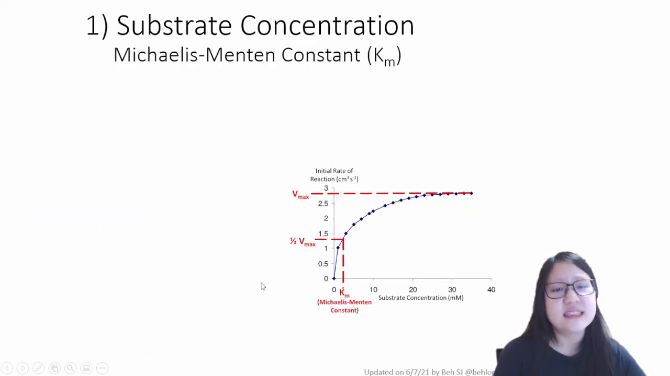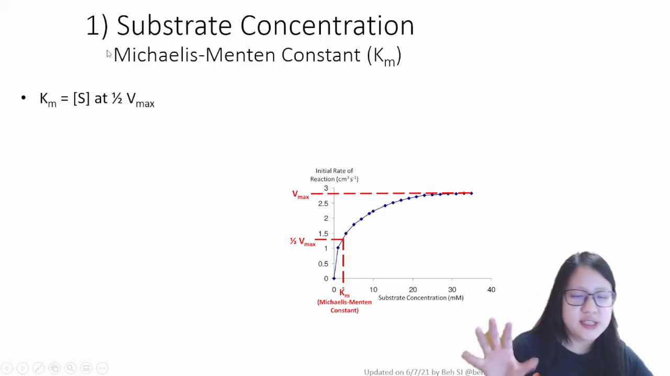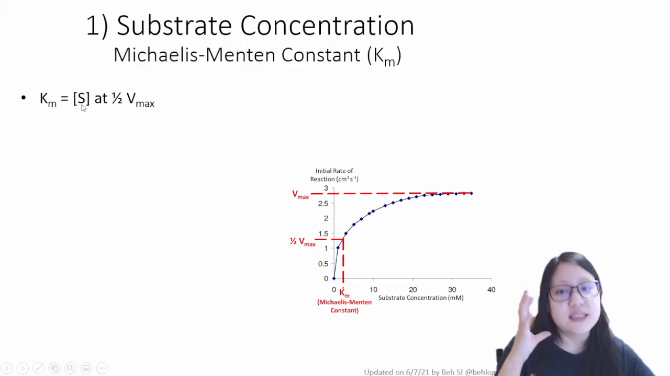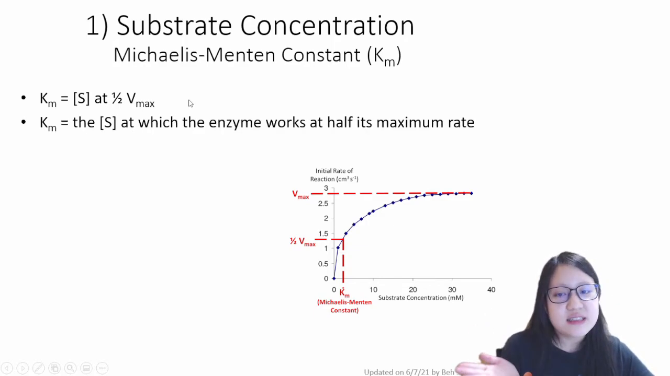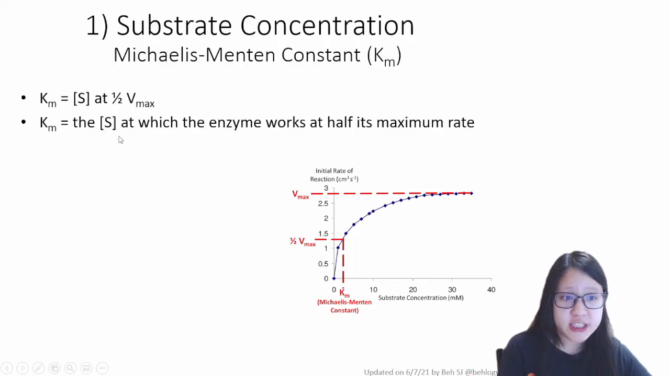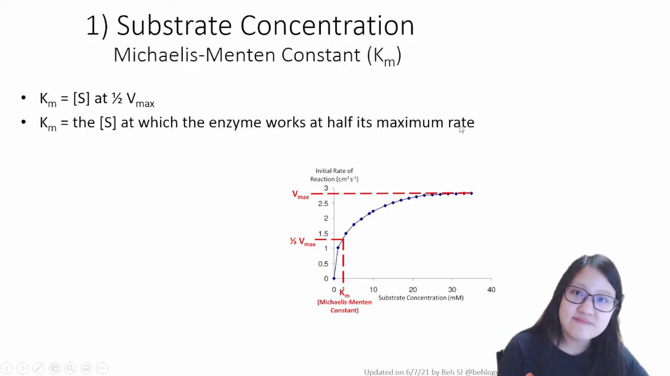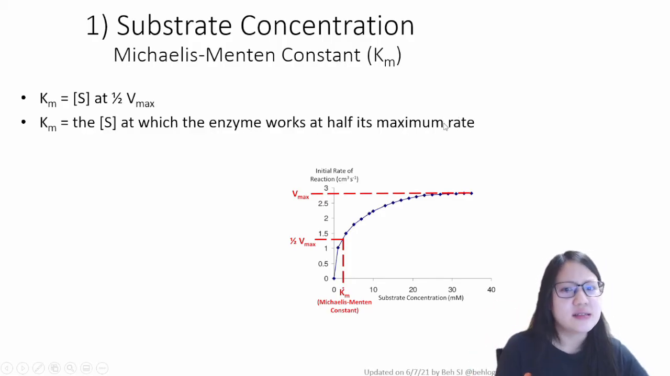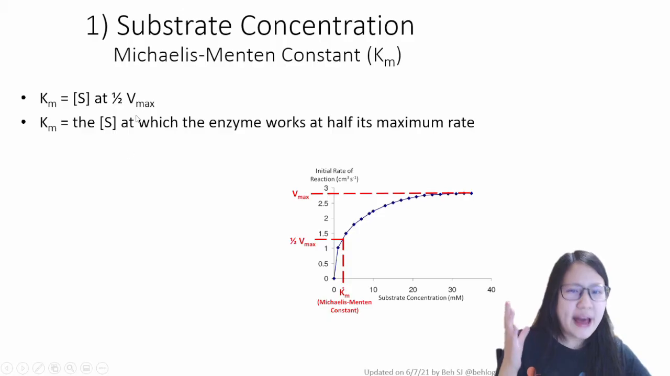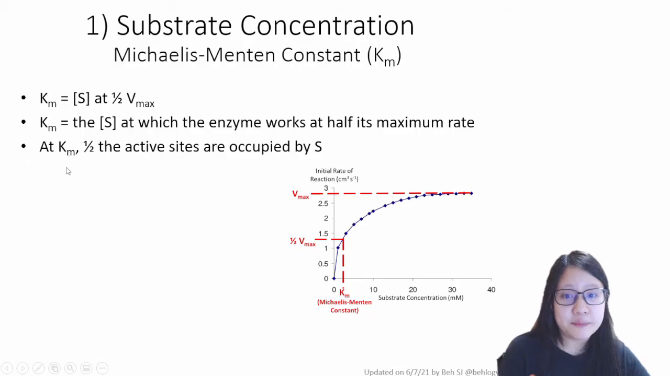Now, what is it? Let's define it a little bit. As we said just now, Km is the substrate concentration at half Vmax. This means that Km is the substrate concentration at which the enzyme works at half its maximum rate. Makes sense, right? Now, at Vmax, active sites are fully occupied, but at Km, half the active sites are occupied by substrate.